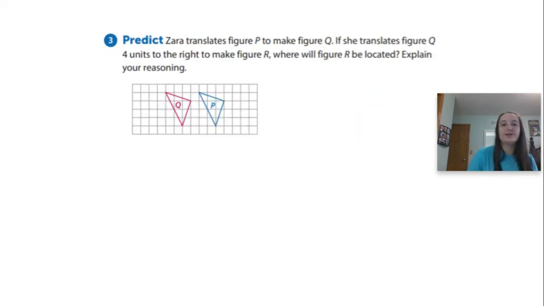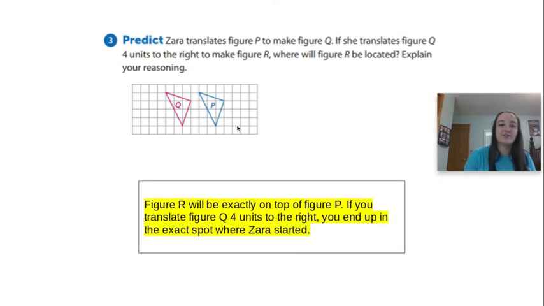For the last part, we have Zara translates figure P to make Q, and we want to figure out what it would look like if you moved it 4 units to the right to make figure R. So if we have figure Q and we're moving it 4 units to the right, we'll take these 3 points and move them all 4 to the right each. So here we go, 1, 2, 3, 4, right here. Move this one, 1, 2, 3, 4, right here. Move this one, 1, 2, 3, 4.